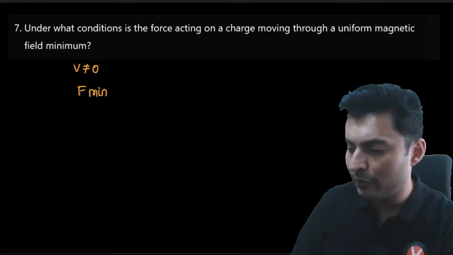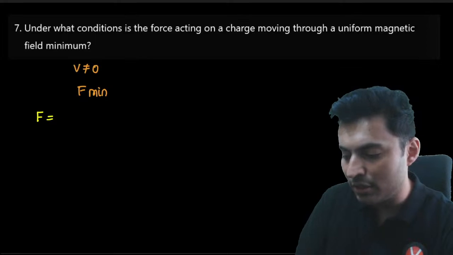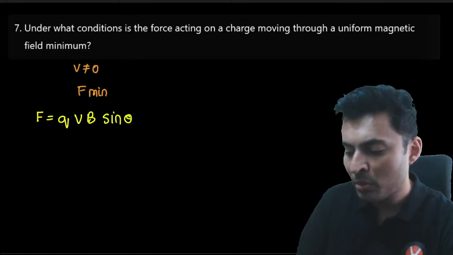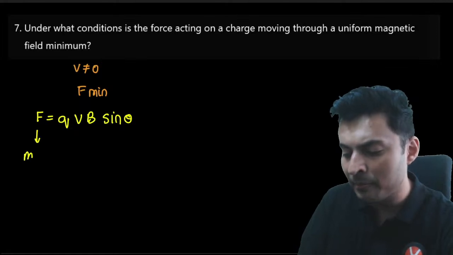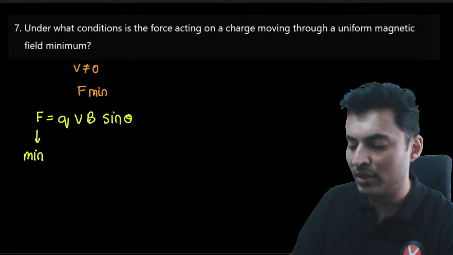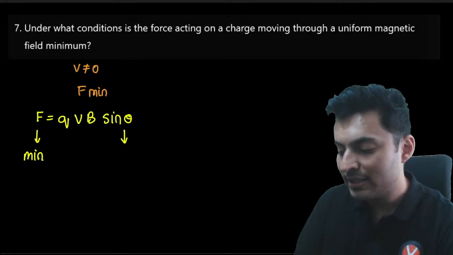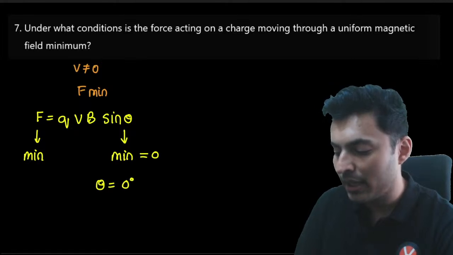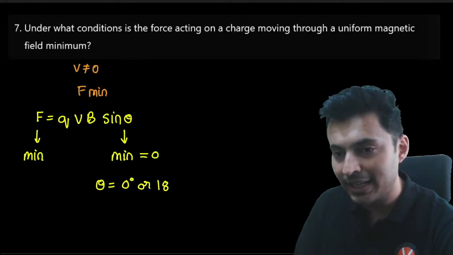Well, the direct formula of the force is QVB sine theta, magnitude wise. So if the force has to be minimum, charge is not zero, velocity is not zero, magnetic field is not zero, sine theta is minimum. And the minimum value of sine theta is 0. That means theta is 0 degree or 180 degree.